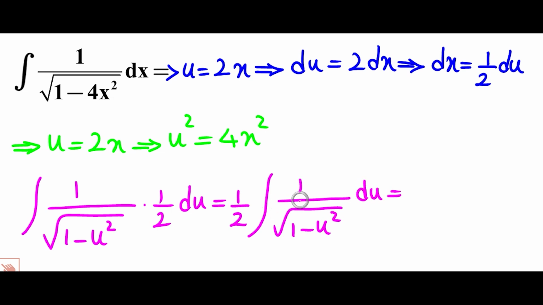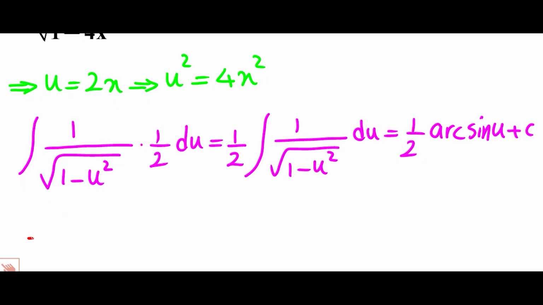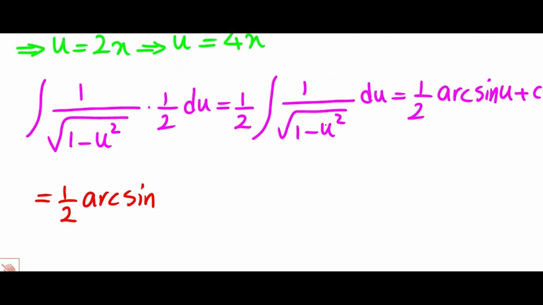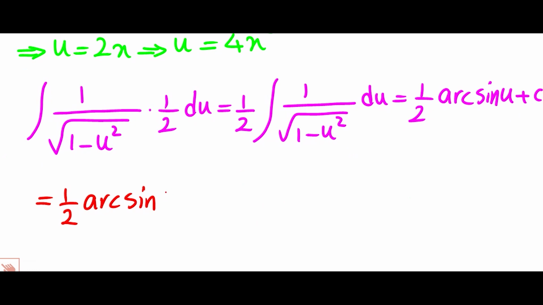that the integral of 1 over the square root of 1 minus u squared du equals arc sine of u. So we have 1/2 arc sine of u plus c, and the final answer is 1/2 arc sine of u, where u is 2x, right? So it equals 1/2 arc sine of 2x plus c.